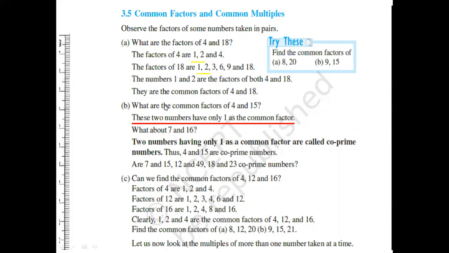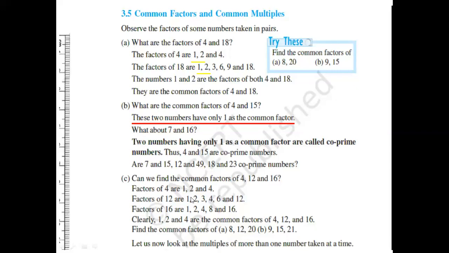Next example, what are the common factors of 4 and 15? Children, in these numbers, we have only 1 as a common factor, because one number is a multiple of 3 and 5 and the first number is a multiple of 2 and 4. So we have 1 as the only common factor. Again, for 7 and 16, we have 1 as the common factor. Children, whenever we have 1 as the only common factor of two or more numbers, they are co-prime numbers. We'll see this co-prime concept in detail.